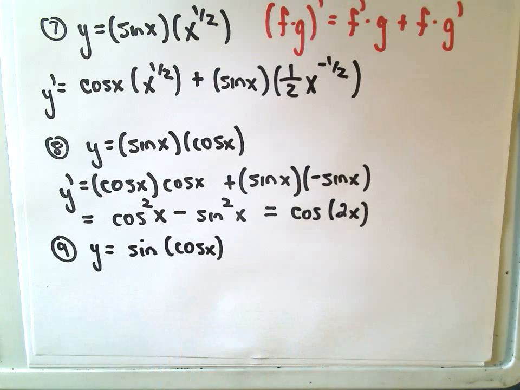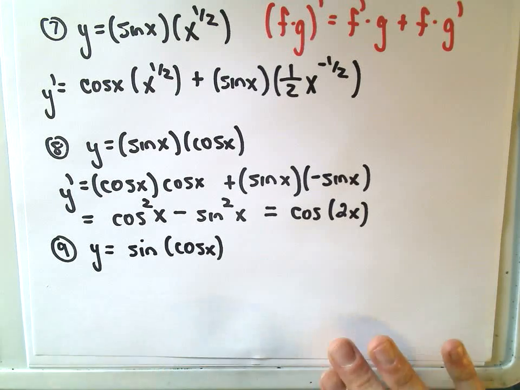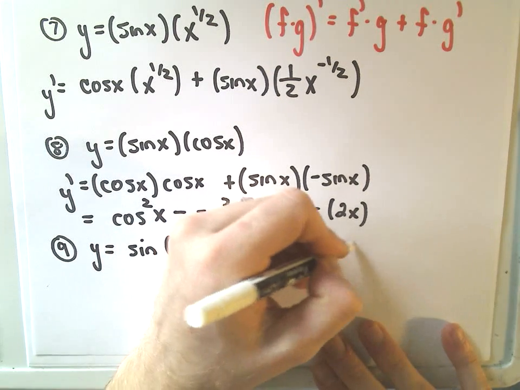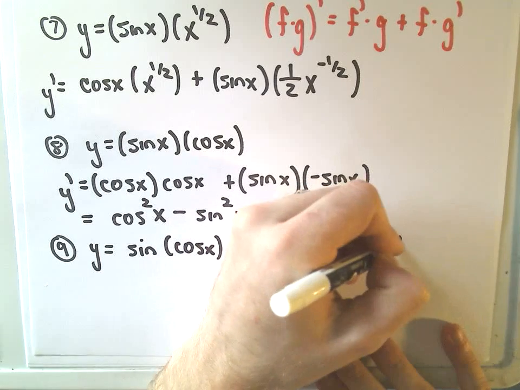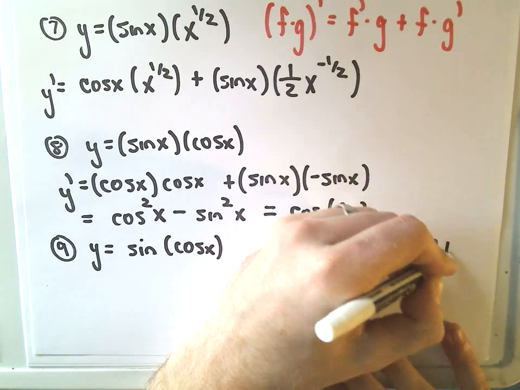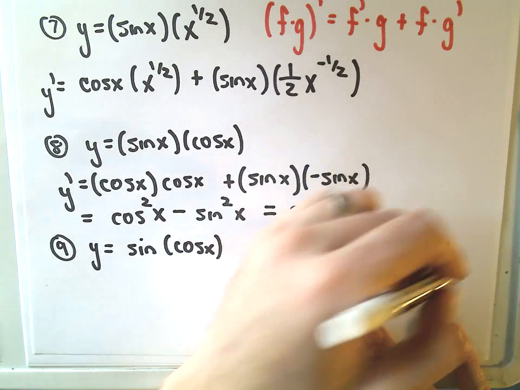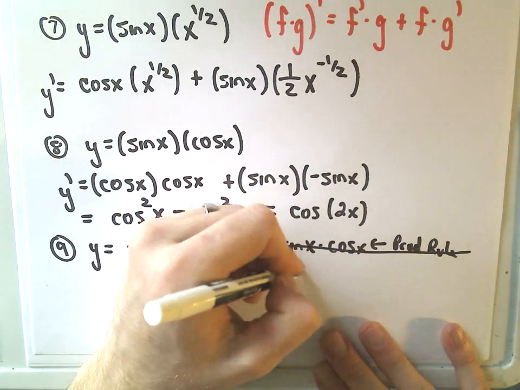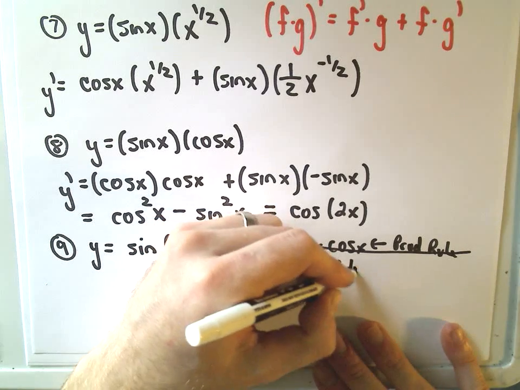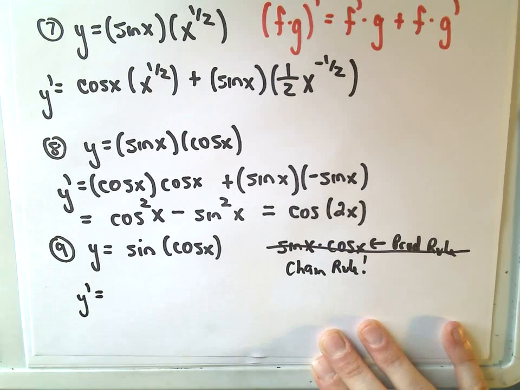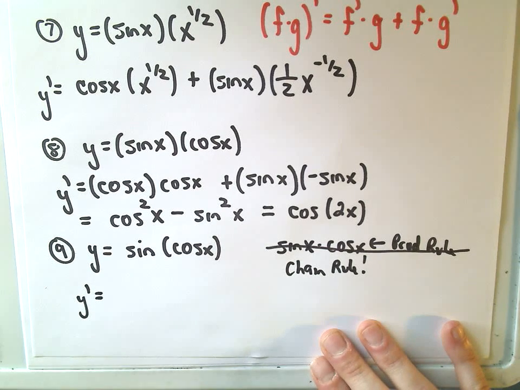Number 9, we had sine of cosine x. Now notice this is not the product rule. This is just the chain rule. If we had sine of x times cosine of x, this would be the product rule. But here we just have sine of cosine, so it's not the product rule in this case, but the chain rule.